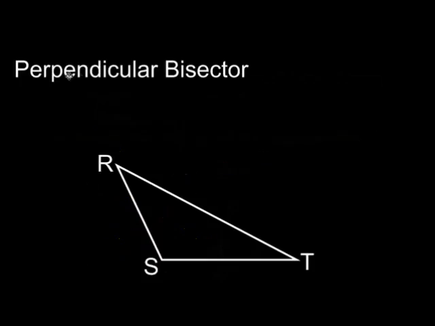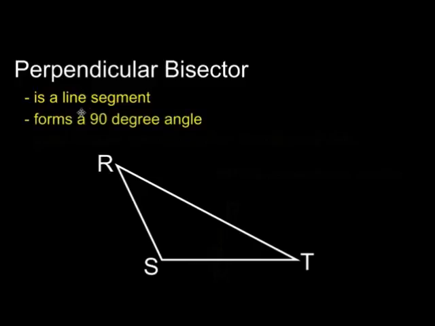Moving on, now we're going to talk about a perpendicular bisector. And a perpendicular bisector does two things. First of all, it's a line segment. It has a definite beginning and a definite end. Perpendicular tells me that it's going to form a 90-degree angle, and bisector tells me that it's going to cut something in half. Now, as opposed to an angle bisector, a perpendicular bisector is going to cut a segment in half, as opposed to an angle.